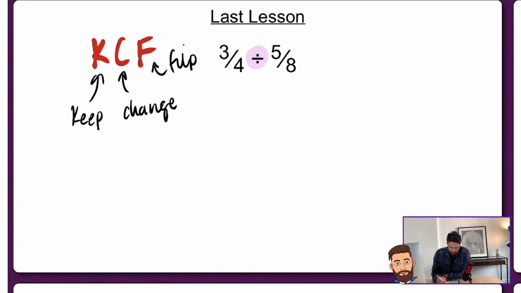Hopefully you managed to look at the fraction questions if you're unsure on this, and the lessons that we've done previously. But what would we get? This would keep, and we would leave it as 3/4. We would change this to a times, and we would flip or do the reciprocal of the last fraction, which would be 8/5. Timesing across, very simple, no need for anything other than timesing straight across. 3 times 8 would be 24, and 4 times 5 would be 20.